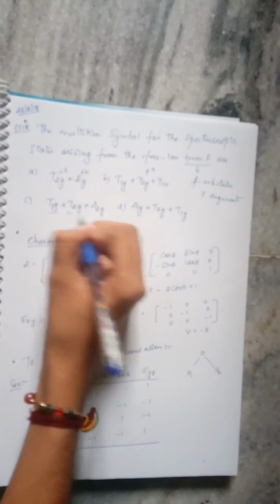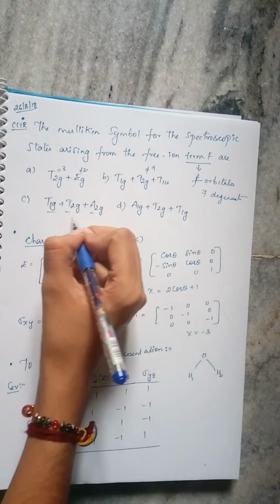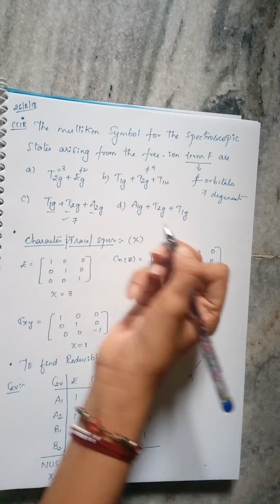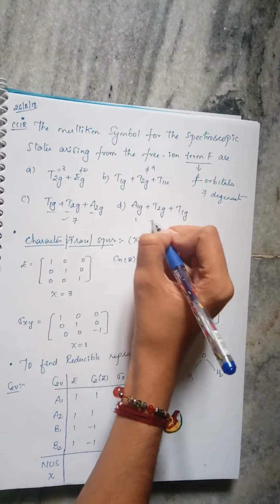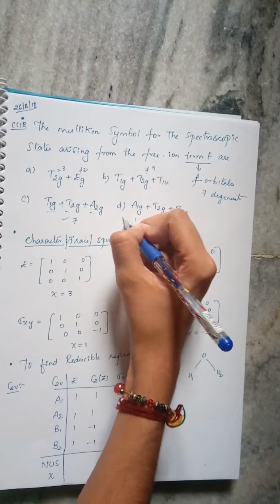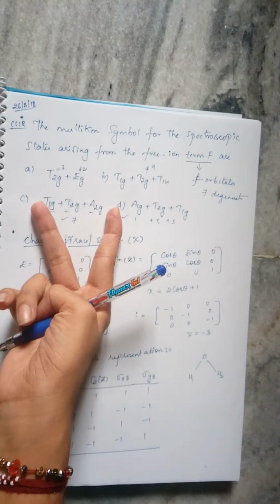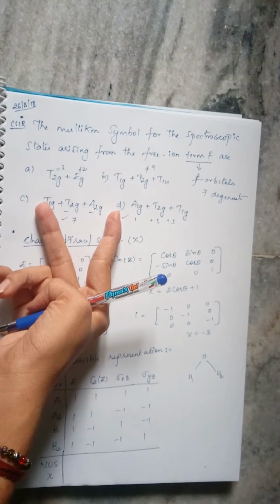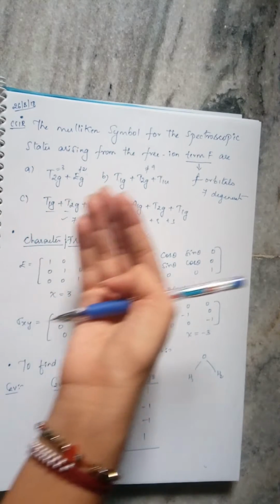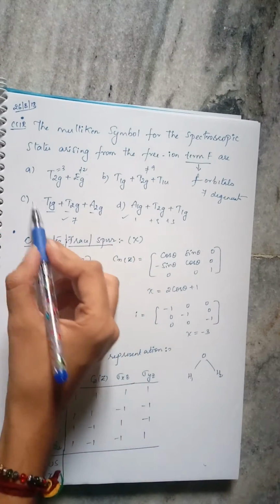Right? 3 plus 3 plus 1, so this is 7. This can be your answer. And again 1 plus 3 plus 3, this can also be your answer. So you have eliminated A and B. Now among C and D, one of them is your option. No one teaches us the detailed explanation of how we got this, right?